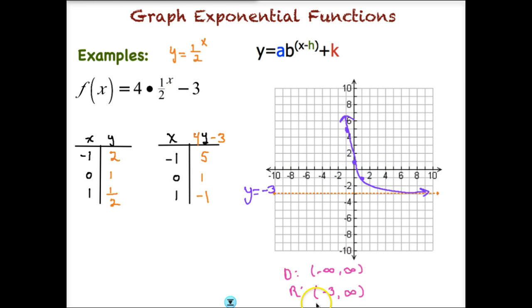And our last task is just to identify the domain and range. Again, domain never changes, and our range goes from our asymptote and it goes up to positive infinity.